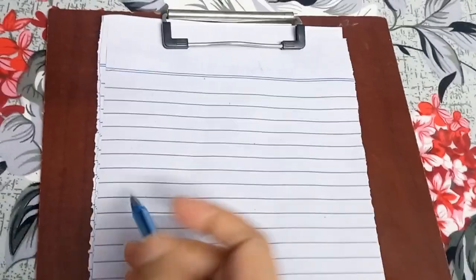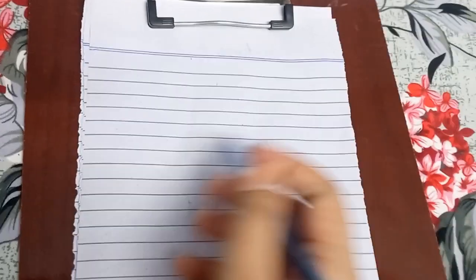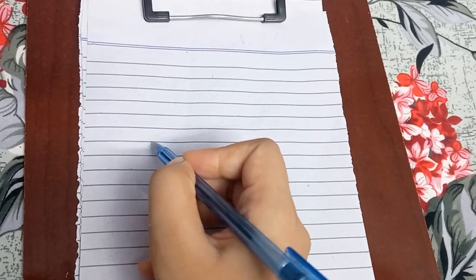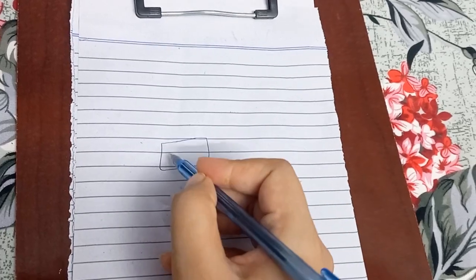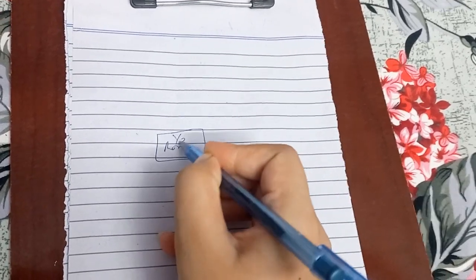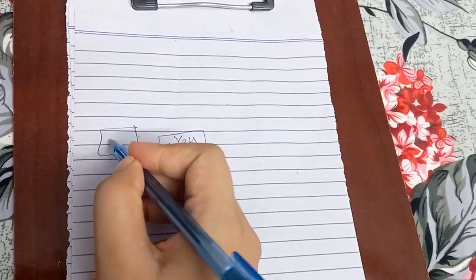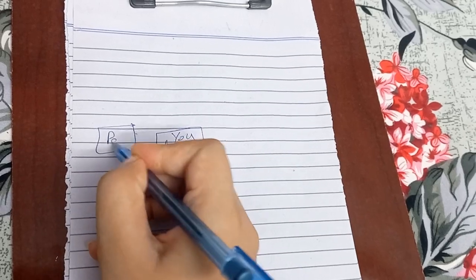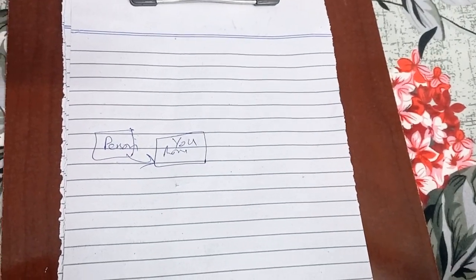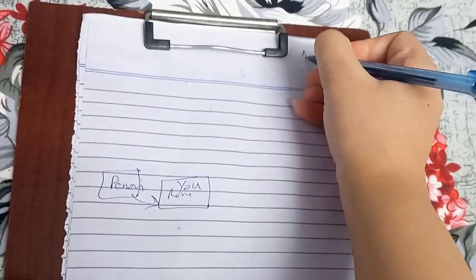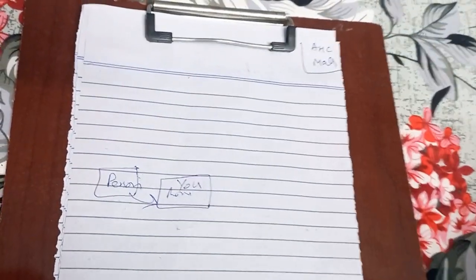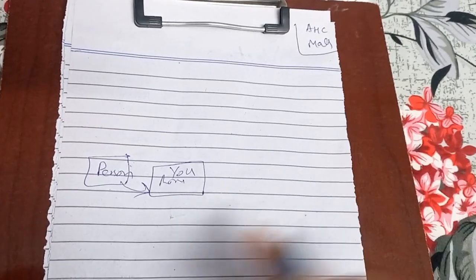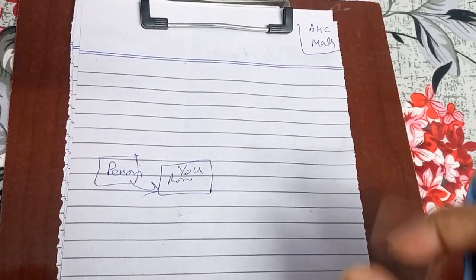So let's understand that definition, and why. Imagine a situation: you are sitting right here in your room. This is you, and some person comes to you and asks where is AHC mall. This is some random name of a mall that I'm using here. So he asks you what the location of that mall is.